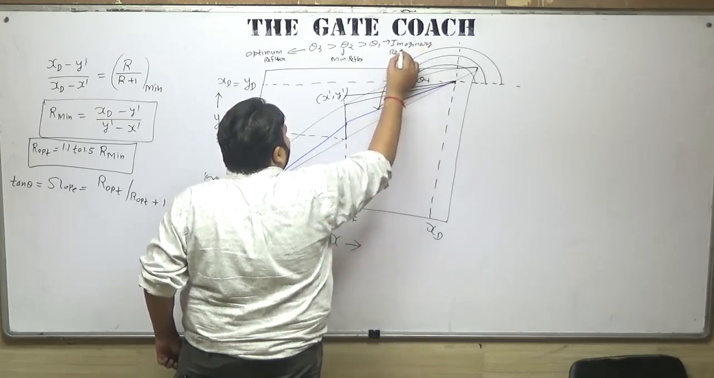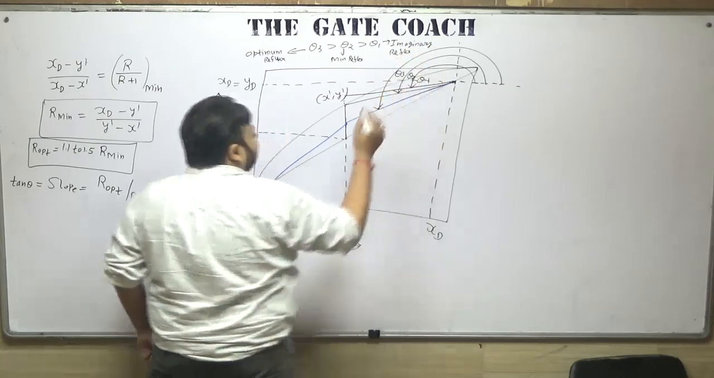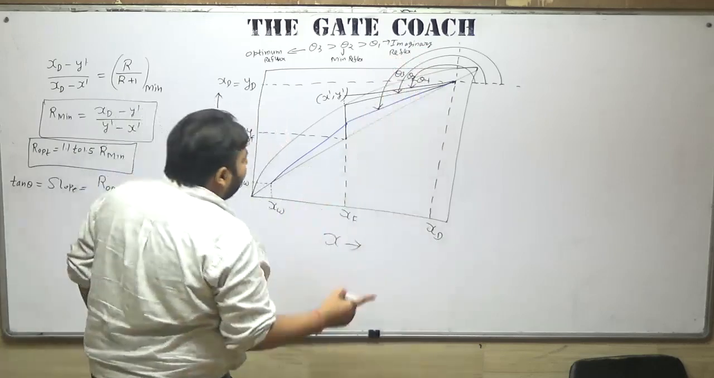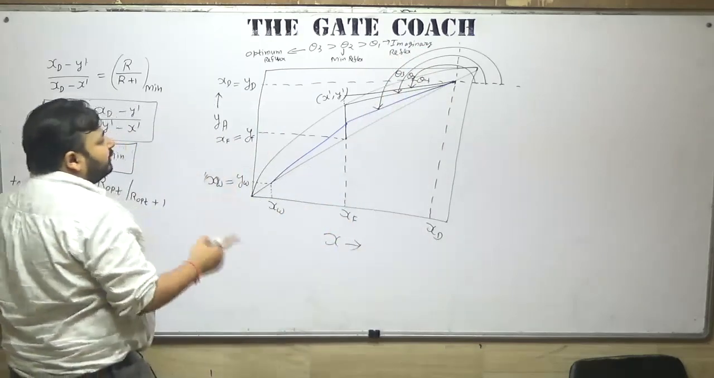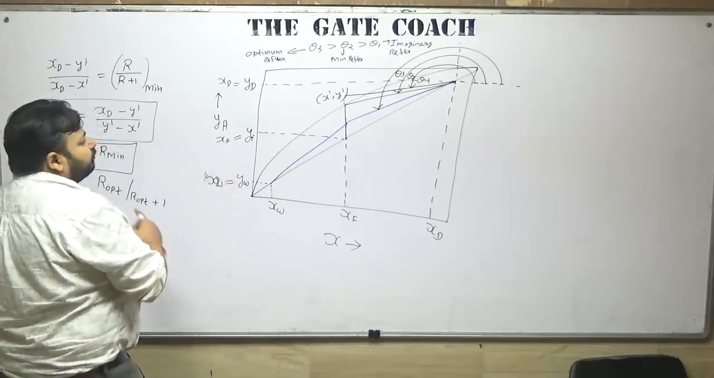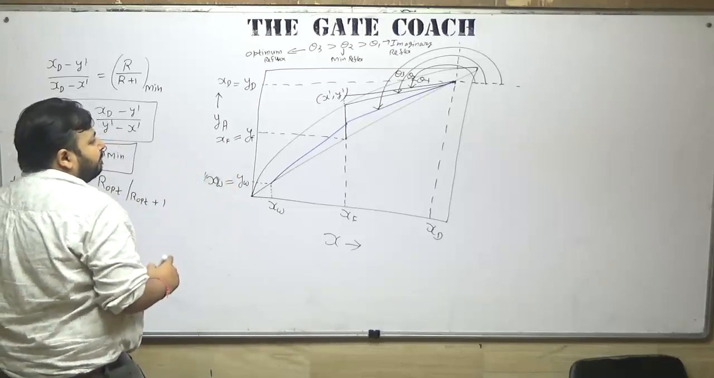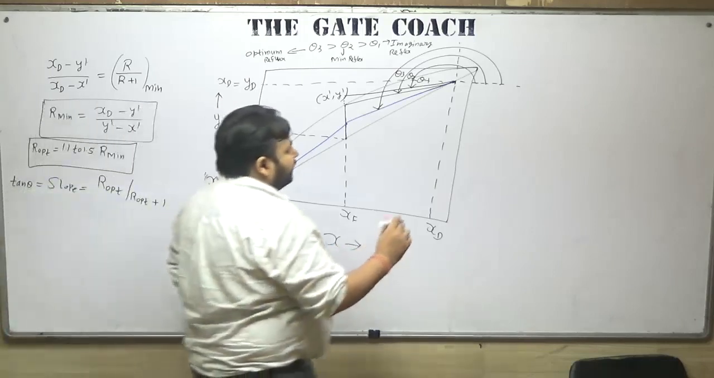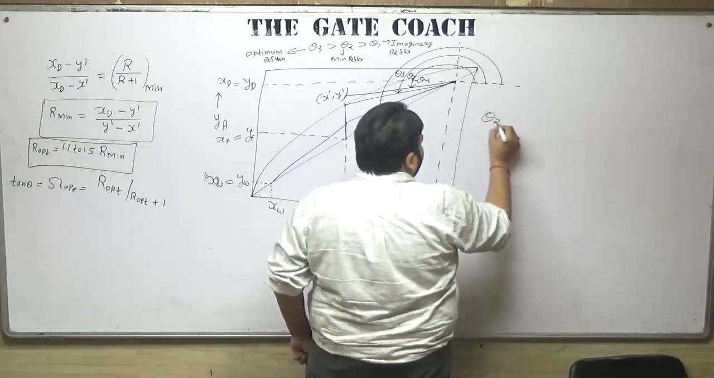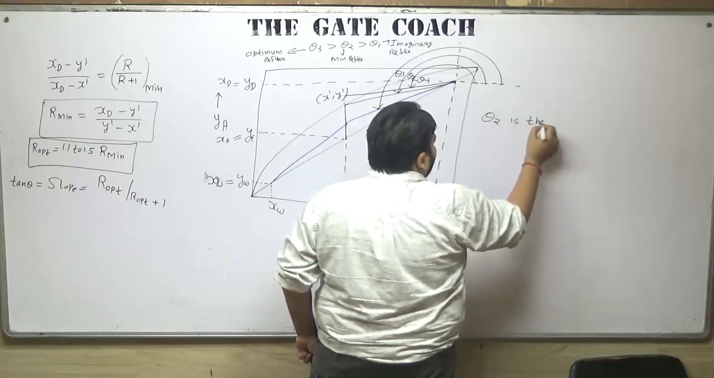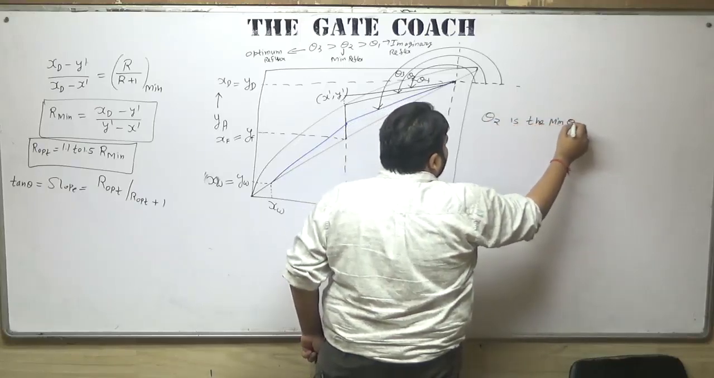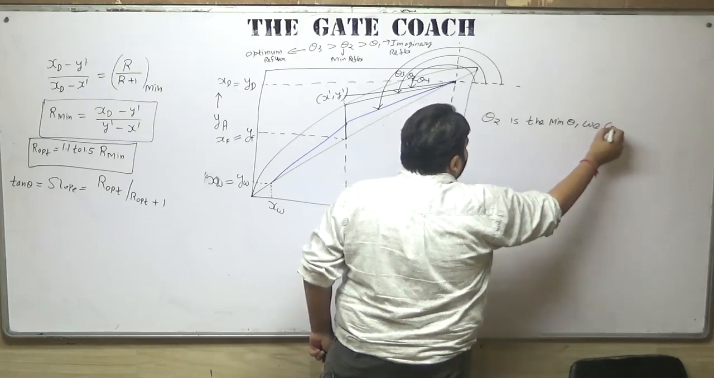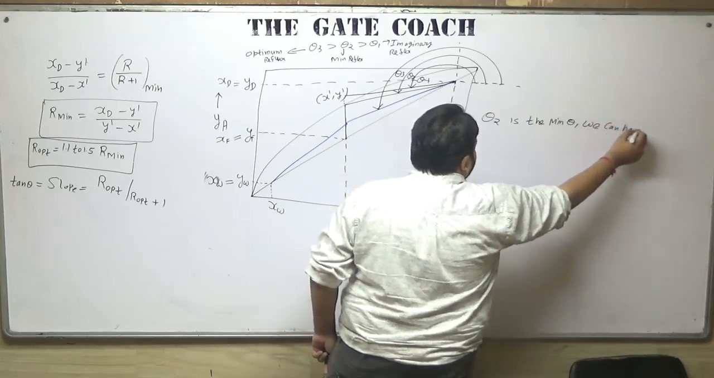And why imaginary? Because theta 1 is not possible in this case, because for theta 1, the rectifying line will cross the equilibrium curve, and that is not possible. So theta 2 is the minimum theta we can have. Theta 2 is the minimum theta we can have. It cannot be less than this.